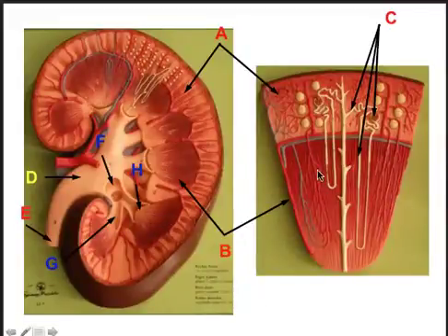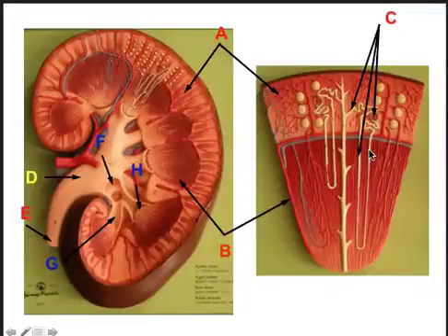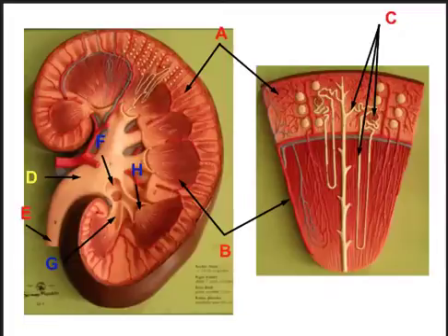C is pointing to this collection of structures here, here, here, and here. This is the nephron. This is the unit of the kidney that actually cleans the blood. Moving down, D, again, is pointing to the renal pelvis. E is pointing to the ureter. F, down here, is pointing to a major calyx, and then, further down, G is pointing to a minor calyx.